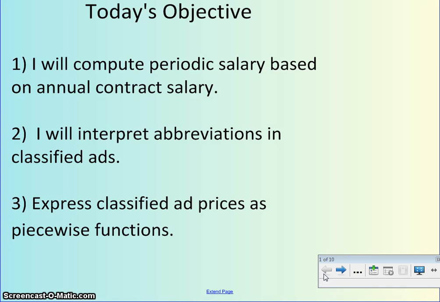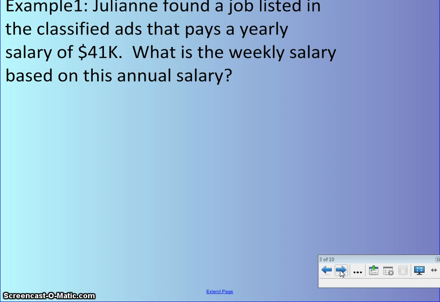Right, for today, we have 3 objectives. This is Unit 1.1, Looking for Employment, and we are going to compute periodic salary based on annual contract salary, interpret abbreviations in classified ads, and express classified ad prices as piecewise functions.